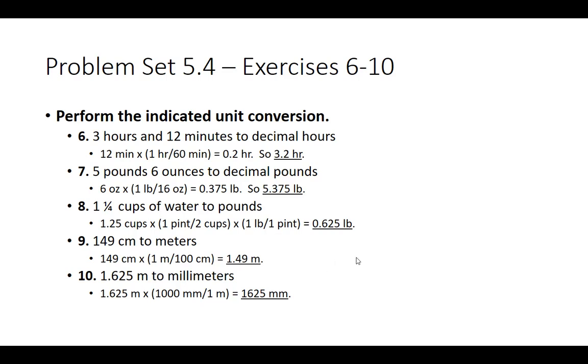Number 10, 1.625 meters to millimeters. We're going to need millimeters on top as our new units. We're going to need meters on the bottom to cancel those away. So that would be 1,000 millimeters over 1 meter. We multiply 1.625 times 1,000. We divide by 1. That gives us 1,625 millimeters. Since we're multiplying by 1,000, we could also move the decimal point 3 spaces to the right and get 1,625 that way.